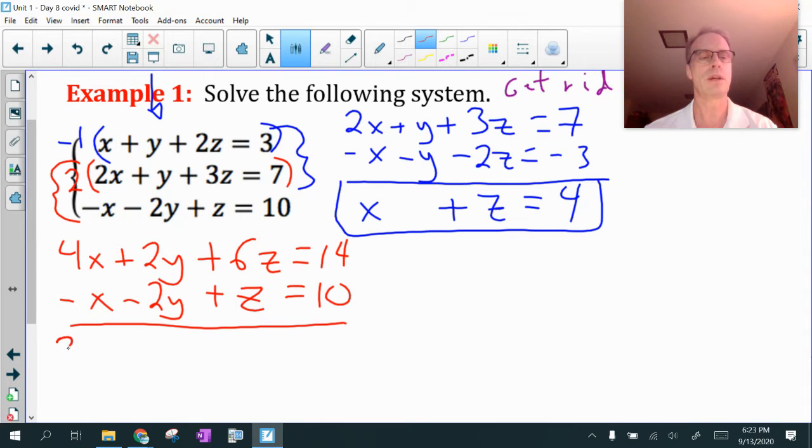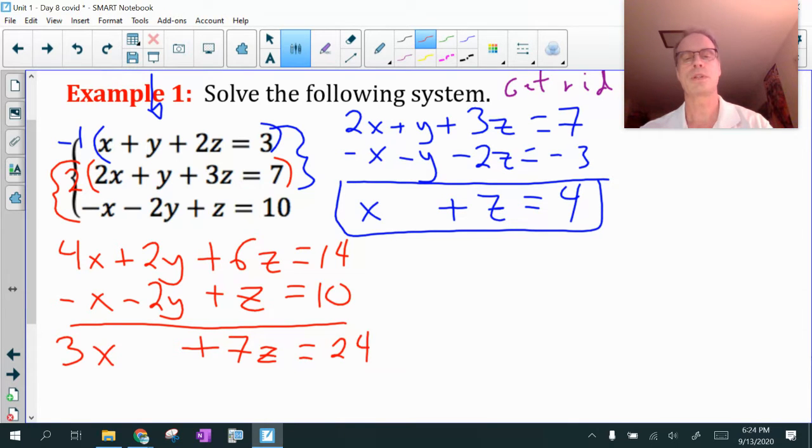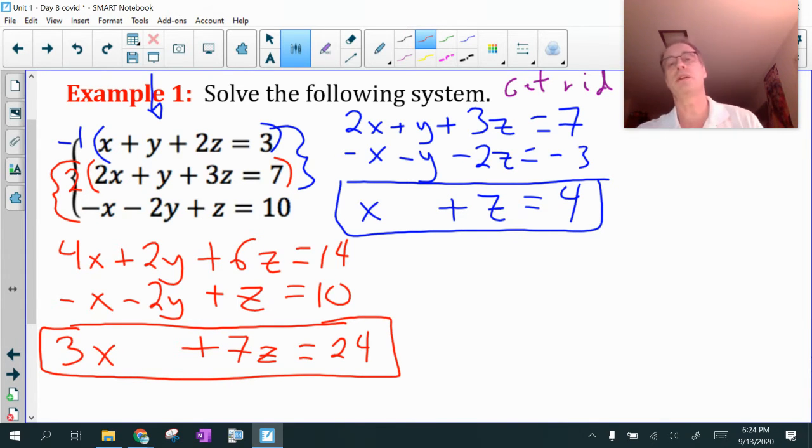So I'm now looking at 3x plus 7z equals 24. Now, hopefully people are relatively comfortable with that. And I now have a second equation that I can combine together with my first equation, and I just have to decide, am I going to use elimination? Am I going to use substitution? What am I going to do here?